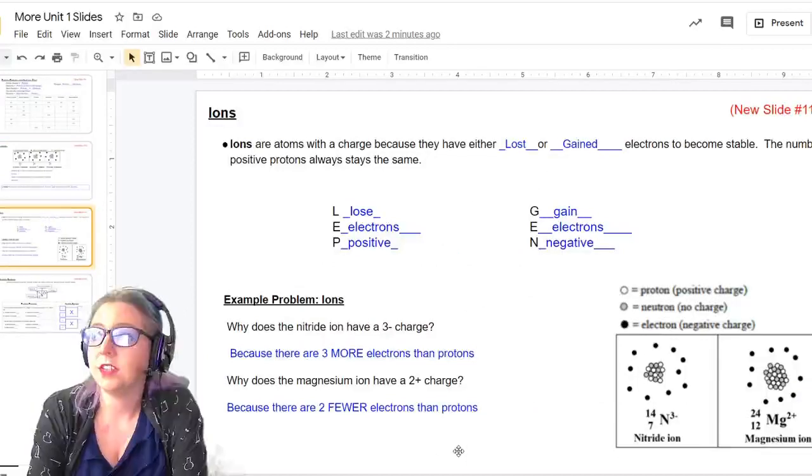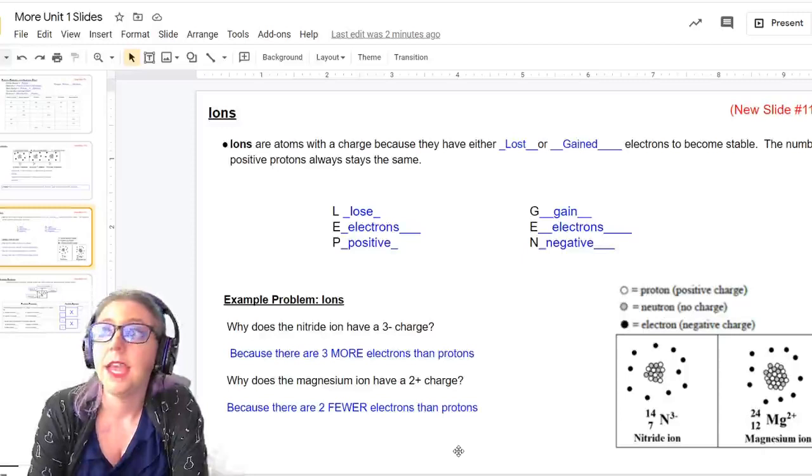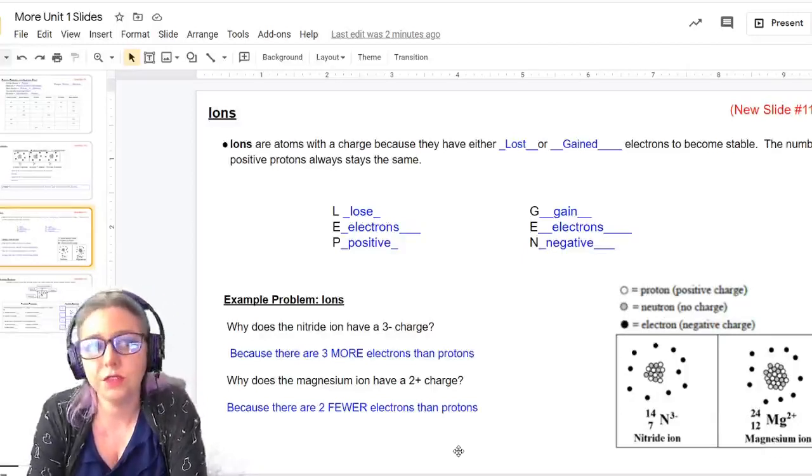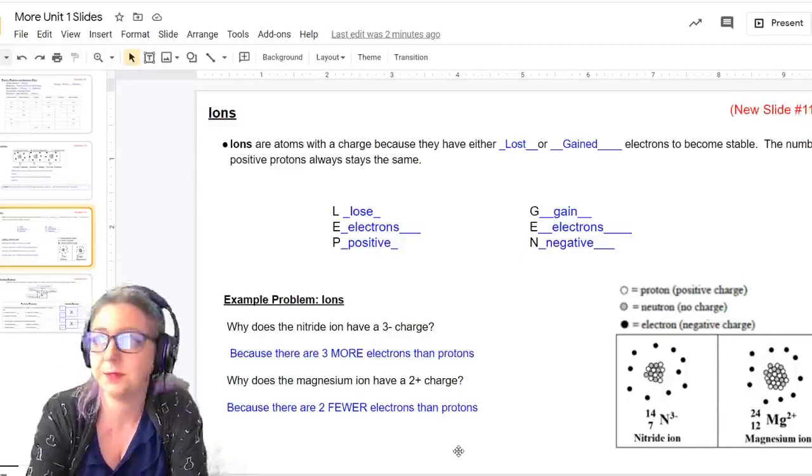Now, I also started talking about ions. Right now, we're still talking about whether or not we're going to be having a unit test for Unit 1 for Honors Chemistry. If we do have a unit test, ions will not be on it. We're saving ions for next unit. But since we did have ions in our POGL, I wanted to give you the notes about ions to make sure we all understand what's happening with ions and how they work.